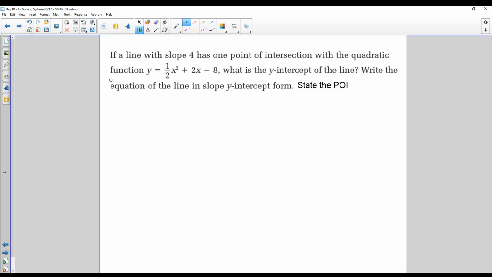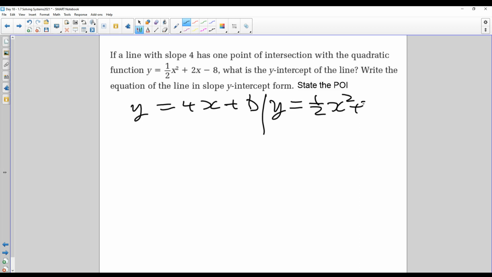4x plus b. So we change up the slope. So y equals 4x plus b. And we still have the equation y equals a half x squared plus 2x minus 8. So we're going to do what we've done all along, set them equal to each other, right? So a half x squared plus 2x minus 8 is equal to 4x plus b.